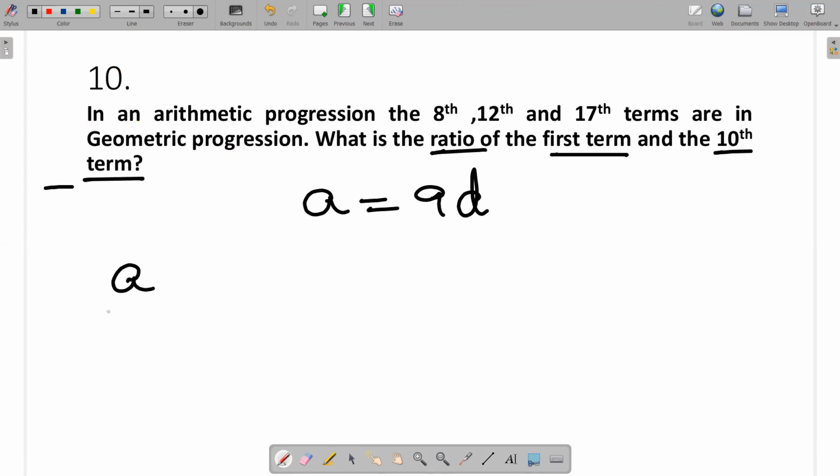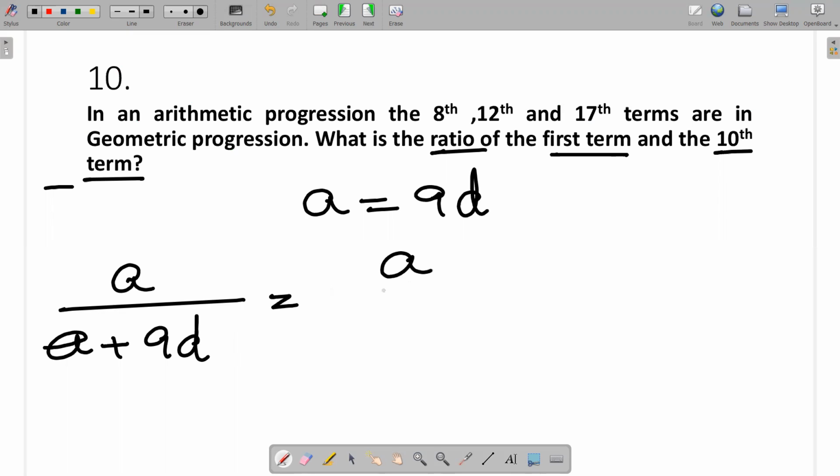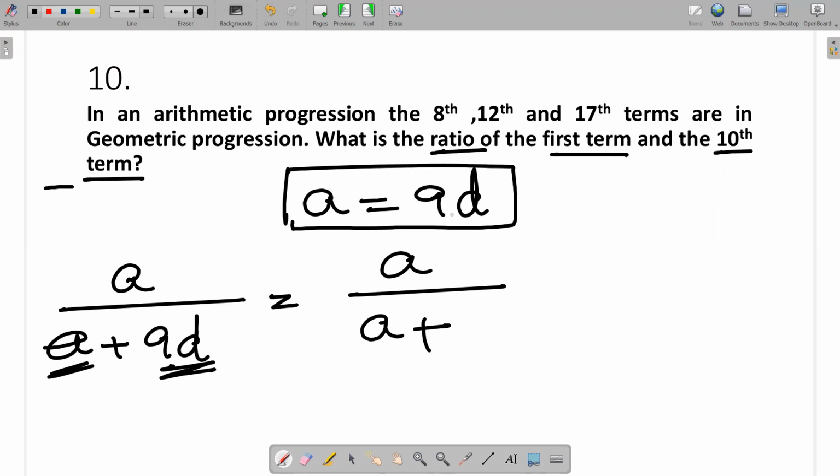That is, you are asked to find A divided by the 10th term, which is nothing but A plus 9d. So you are asked to find A upon A plus 9d. We can see this is A divided by, retaining this A as such, plus, since I know A is equal to 9d, instead of 9d I'm going to put A. So I have this expression as A by A plus A, that is A divided by 2A, and this A will get cancelled off.